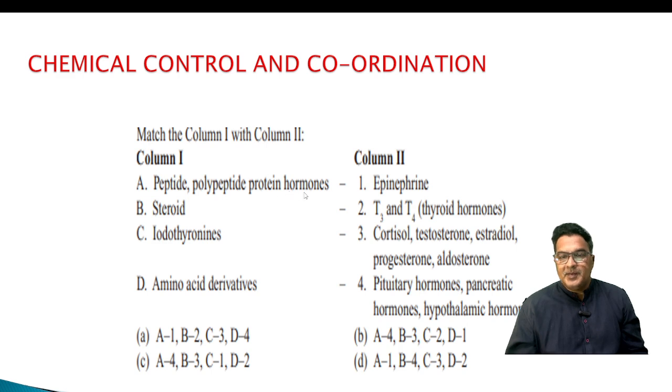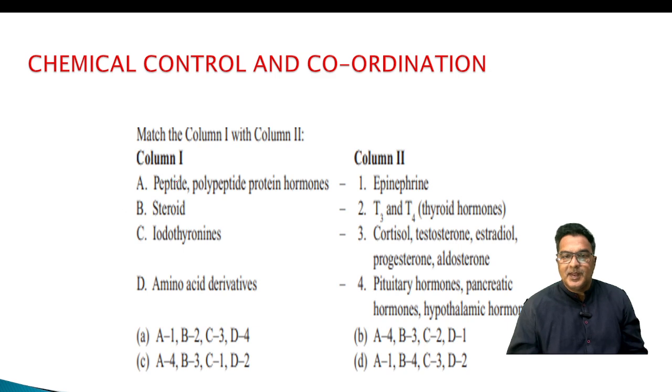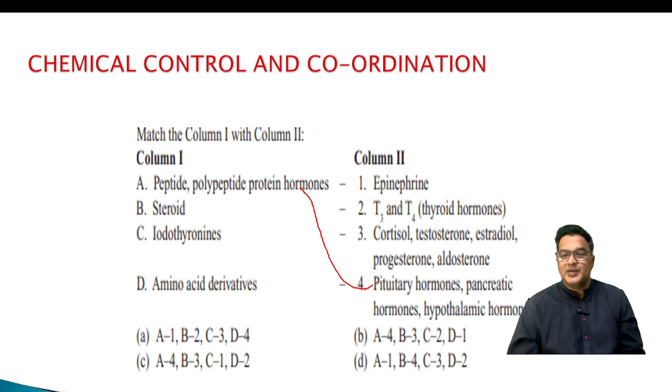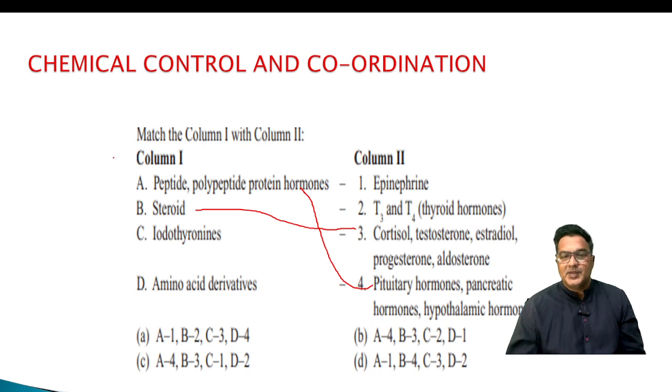So peptide, polypeptide, protein hormones and steroid hormones, T3, T4, iodothyronine, cortisol, testosterone. Let's go through this. Among these, whom we call peptide, polypeptide and protein hormones: pituitary hormone, pancreatic hormone, hypothalamic hormones. Whom we call steroid hormones: cortisol, testosterone, estradiol, progesterone, aldosterone. Whom we call iodothyronines: T3, T4 are said to be iodothyronines.